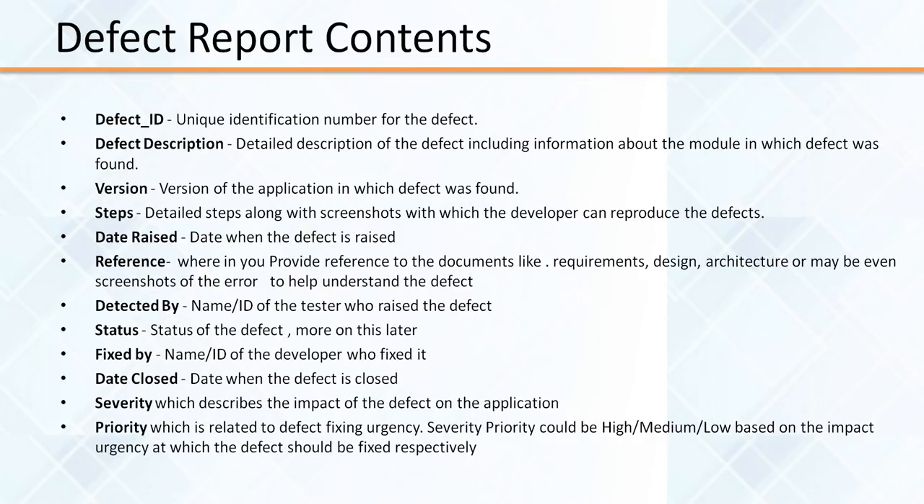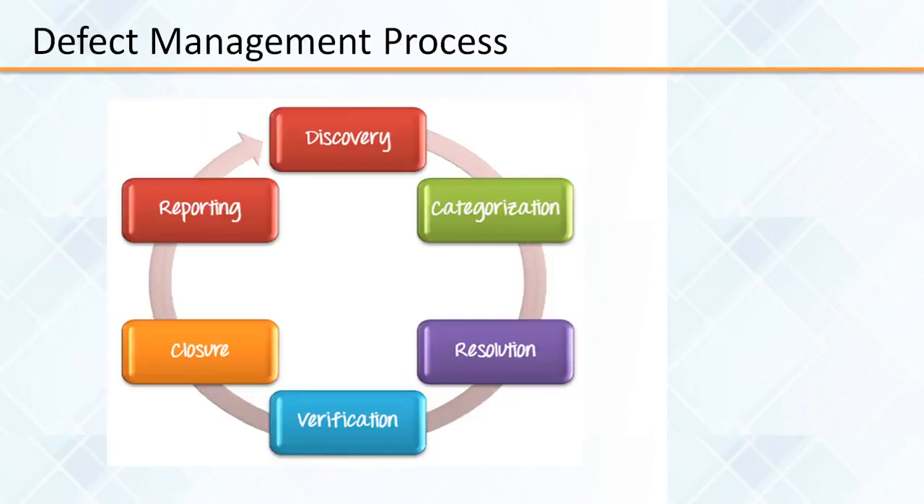So these are the different contents we should have in the defect report, which we need to send to the developer. Okay. Now, the defect management process. Whenever we find defects, the discovery happens. So discovery means finding the defect.